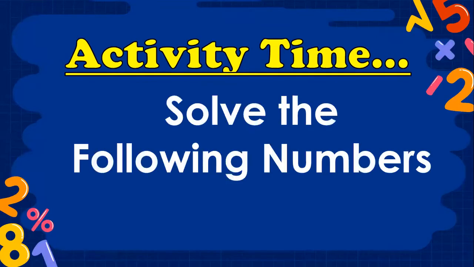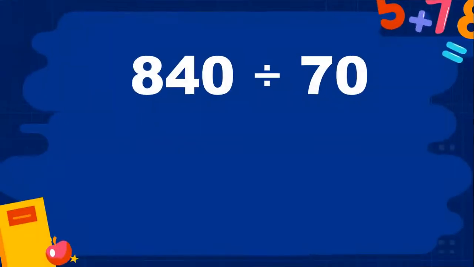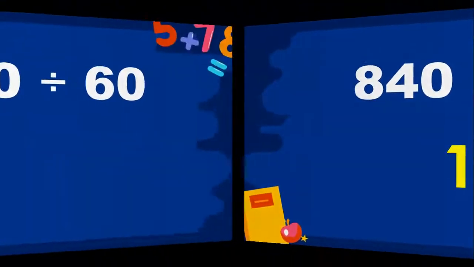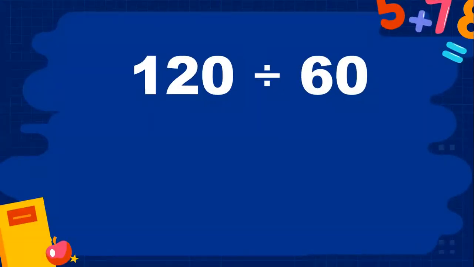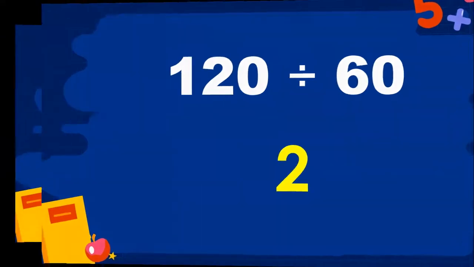Another, you're going to solve the following numbers. What is 840 divided by 70? You're going to cancel 0 and 0. So 84 divided by 7 is 12. Okay, another, 120 divided by 60. So we're going to cancel the 0. We have 0 and 0. So 12 divided by 6 is 2.